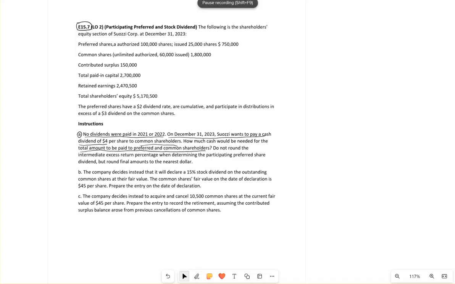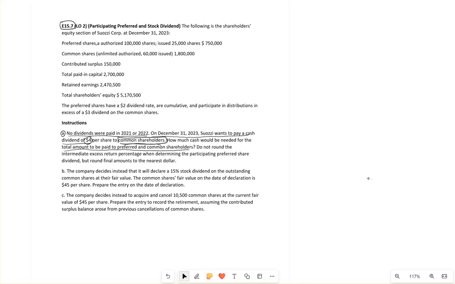So this question is a little bit different from the other questions. In this question, we don't know how much dividend they declared. They said that they want to pay a $4 dividend to common shareholders. That's what they wanted to do. So before we get anywhere, we need to know what is happening in the question.